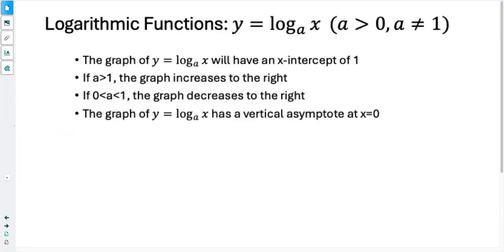A bit more on logarithmic functions. If we have y equals log base a of x, a has to be greater than 0, a cannot equal 1. Our graph of y equals log base a of x will have an x-intercept of 1. And if a is greater than 1, our graph increases to the right. If it's between 0 and 1, it decreases as we go to the right, and has a vertical asymptote at x equals 0, because if you recall, a logarithmic function is the inverse of an exponential function. So all of these are the inverses of our graphs of exponents.